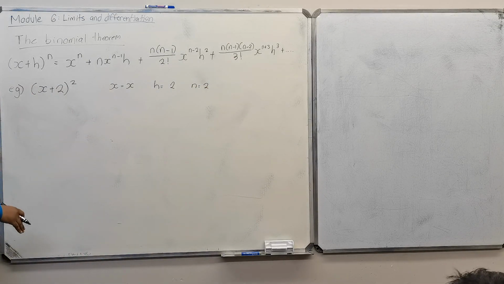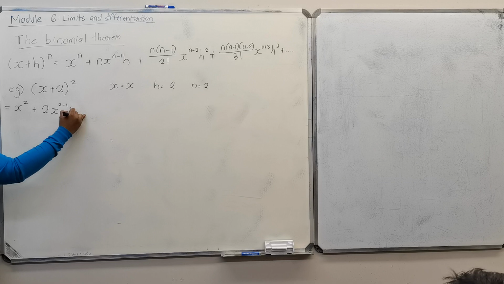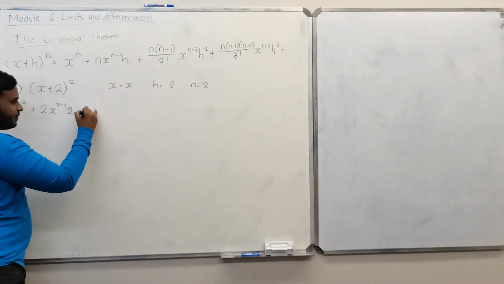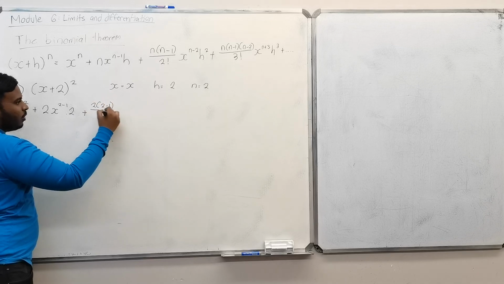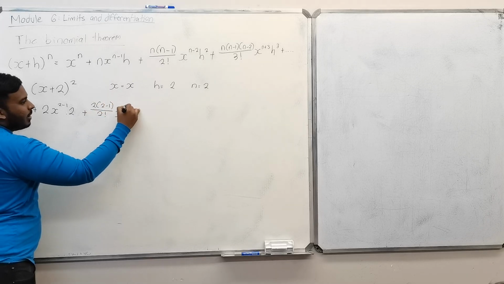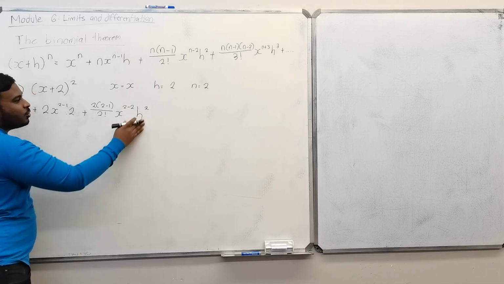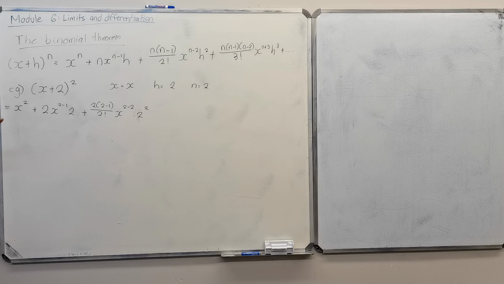So now using the binomial theorem, this would become x squared, plus 2x to the power 2 minus 1 times 2, plus 2 into 2 minus 1 all over 2 factorial, x to the power 2 minus 2, h squared, which is 2 squared. I'm not going to do any more terms because it's only to the power 2. You can see why, right?